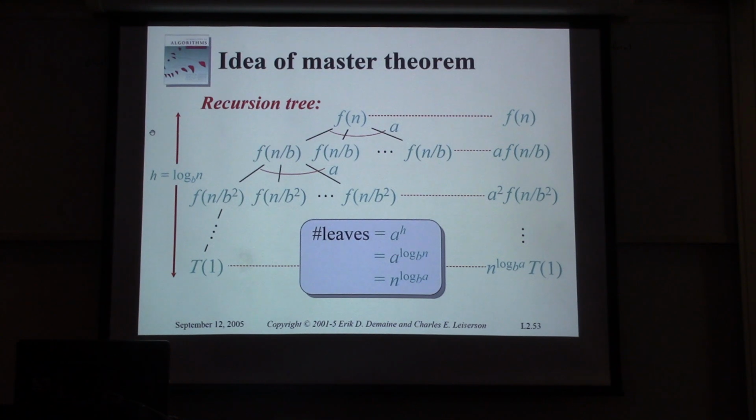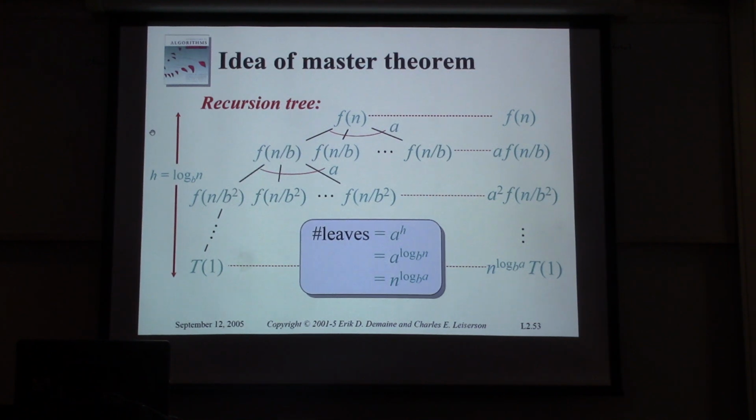And what is a to the log b of n? It is the number of leaves, each of which has what input size? N by b to the h. Unity, because once we get to the leaf level, we have unity. That's why it's the leaf level. We can't cut it in half anymore. We can't cut it in 3 anymore. We can't cut it in 4 anymore.